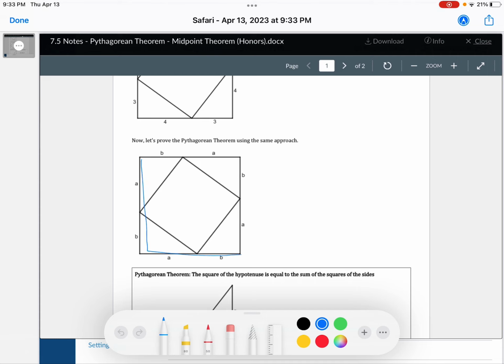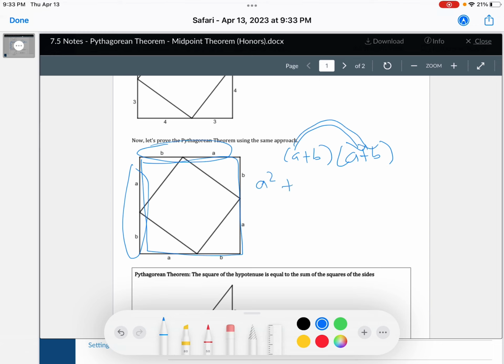The big square is how long? Well, it's a plus b long, right? This whole length is a plus b. How tall is it? Well, it's a plus b tall. So the area is height times width. Now we're going to FOIL this out. A times a is a squared, plus ab, plus another ab, plus b squared. So the total area of the blue square is a squared plus 2ab plus b squared.